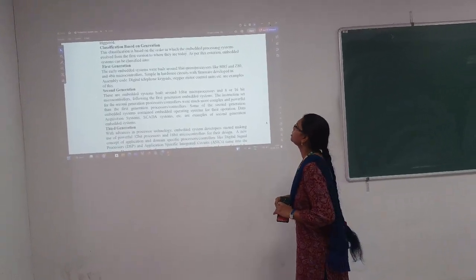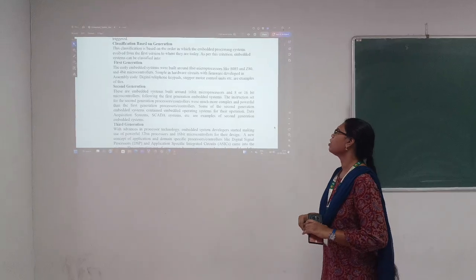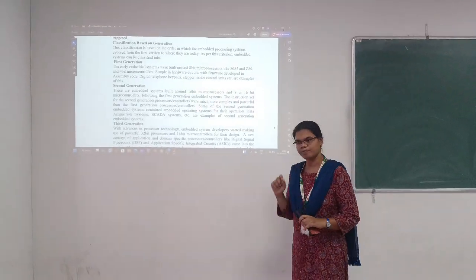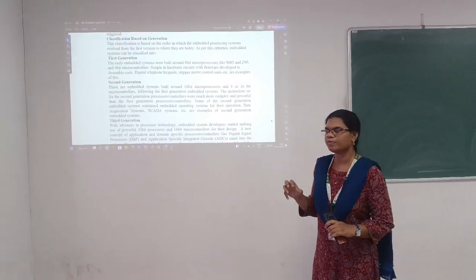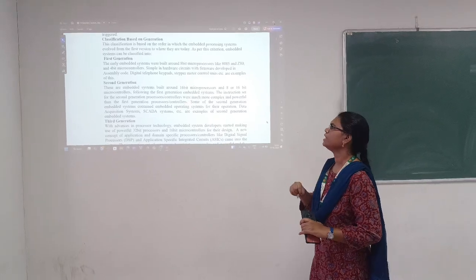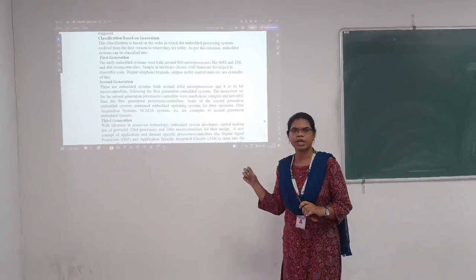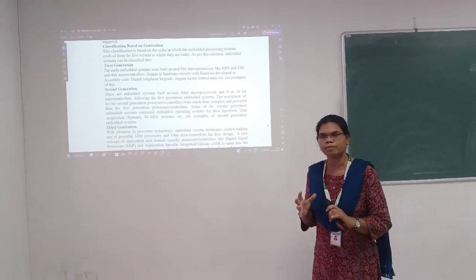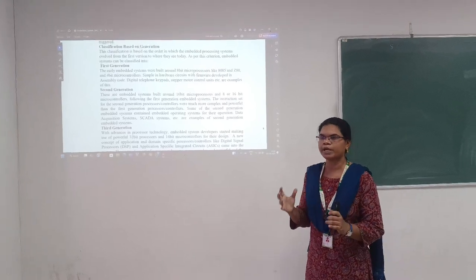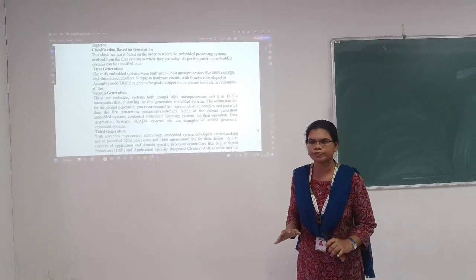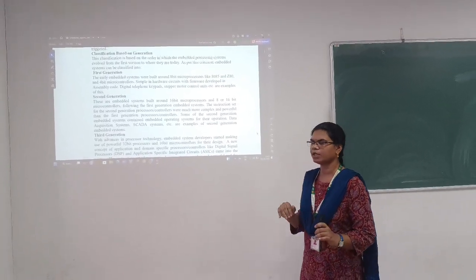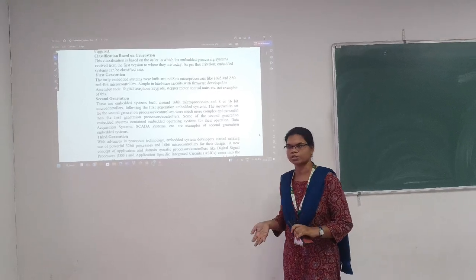So in the first generation, we will be using simple hardware circuits and the simple firmware in order to develop an embedded system. So for that purpose we need a controller, where we can use either a microcontroller or the microprocessor. So both will be said to be a controller. Okay, here the controller is nothing but either the microcontroller or the microprocessor.